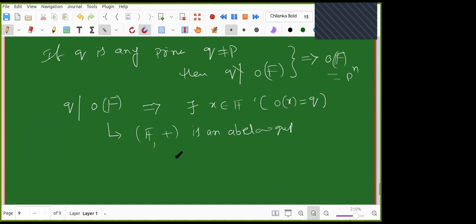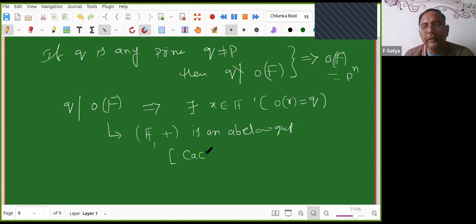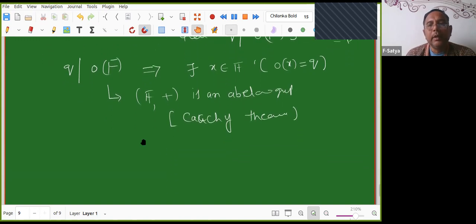Cauchy's theorem. Yeah. This is one result I'm using. There I'm using field extensions. Here I'm using this much only: if a prime divides the order of the group, then there exists an element of that order. So that means Q·X equals 0.